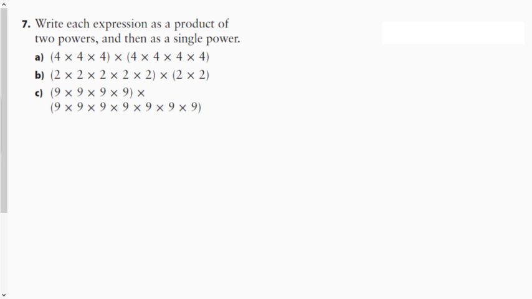Question 7, rewrite as the product of two powers. So when we think about this, it's saying that that's one power and that's the other. We're multiplying together because they're in brackets. So therefore, 4 cubed multiplied by 4 to the 4 as a single power is 4 to the exponent of 7. It doesn't say simplify it to standard form, just as a single power.